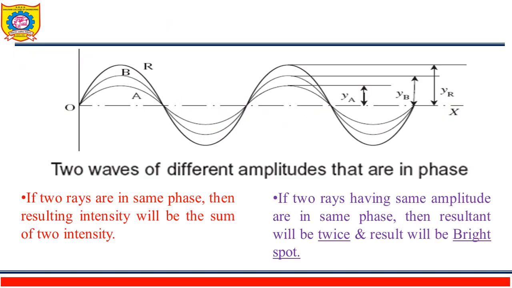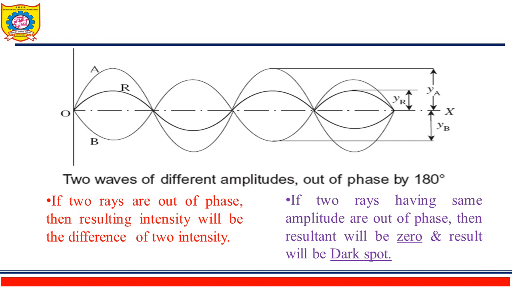See here, in the figure I have shown two waves of different amplitudes that are in phase. If the two rays are in phase, then the resulting intensity will be the sum of the two intensities. If the two rays having the same amplitude are in phase, then the resultant will be twice, and the result will be a bright spot.